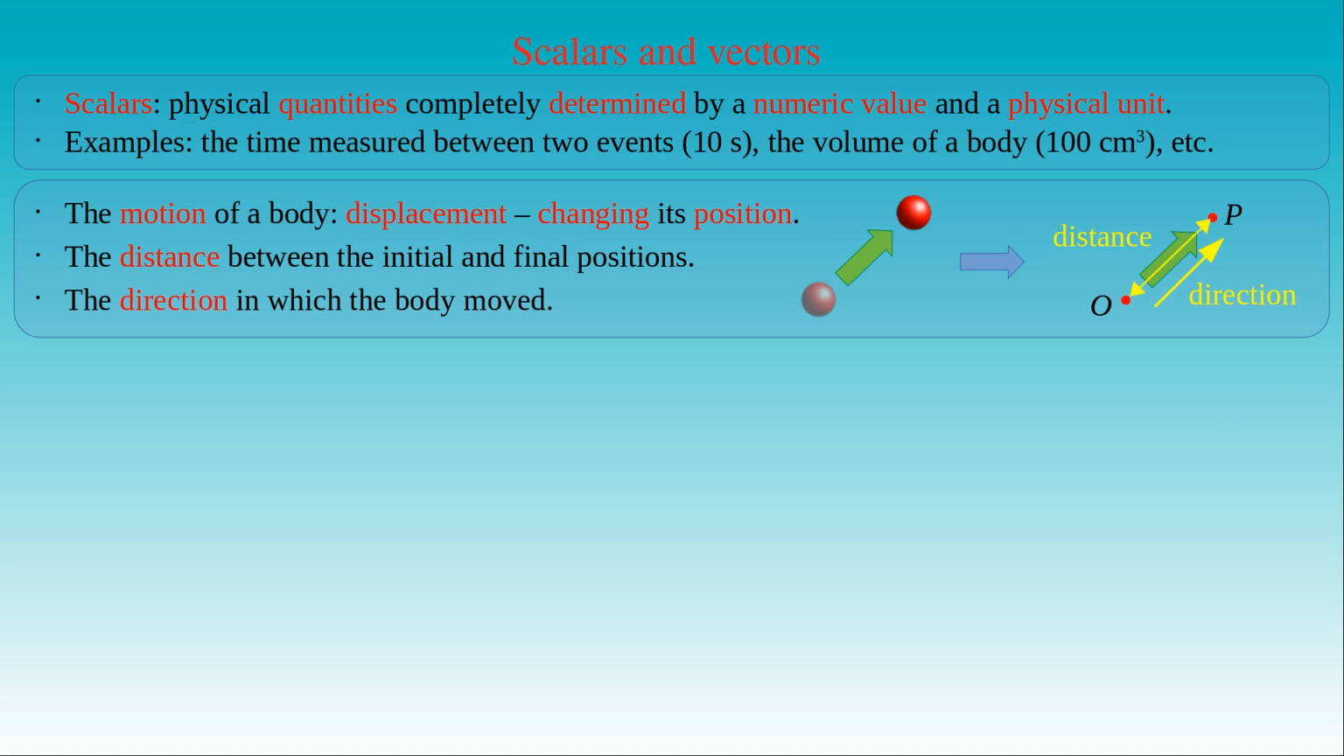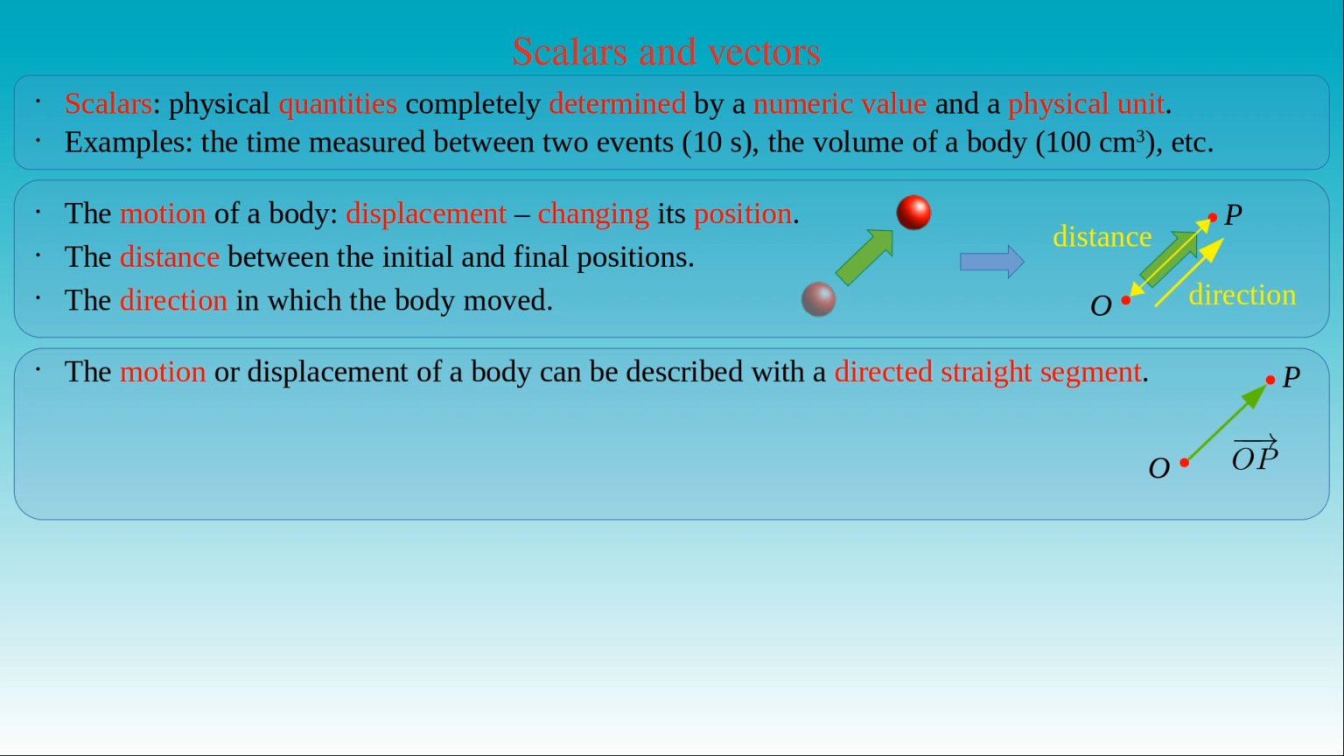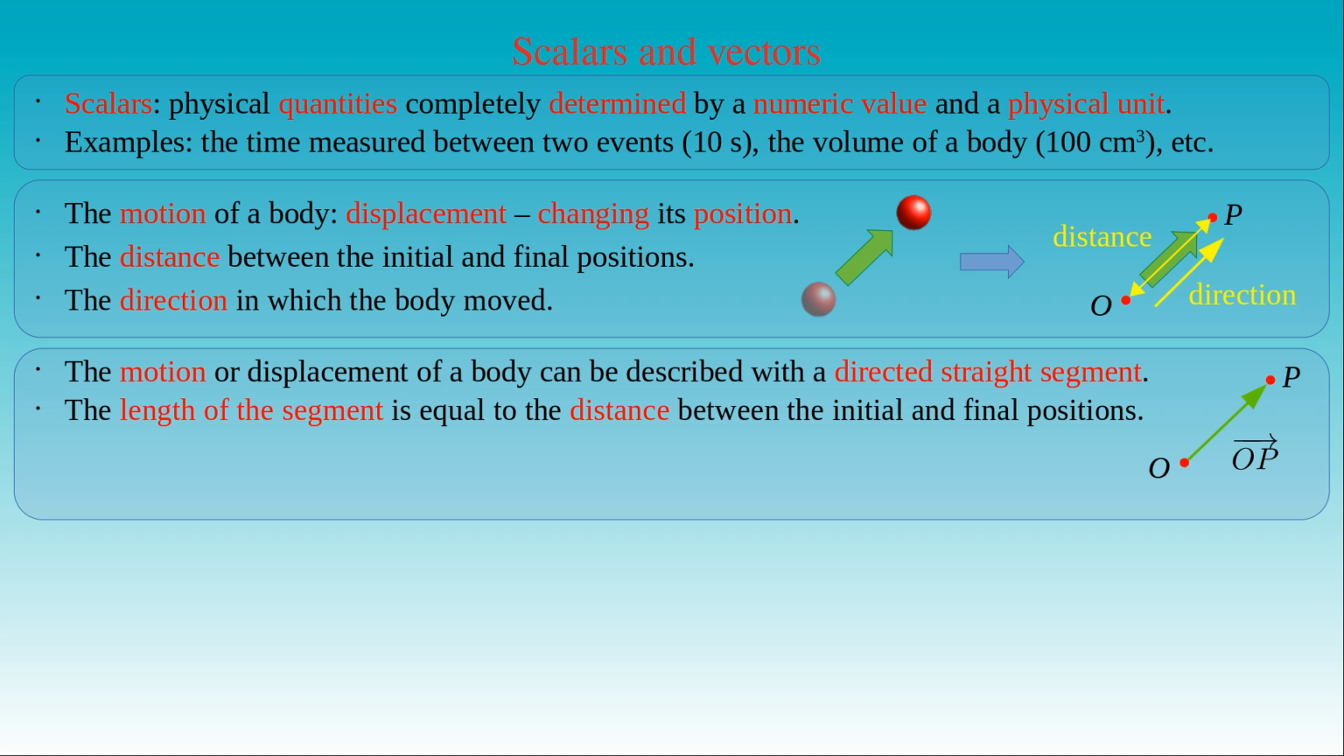Then the motion can be described with a directed straight segment. Its graphical representation is an arrow pointing from the initial position O to the final position P, and its notation is given by the letters OP with an arrow over them. We call this directed straight segment the displacement of the body. The length of the directed straight segment OP is equal to the distance between the starting and end points of the motion. And the direction of the segment gives the direction of the motion, that is the direction of the line connecting the points O and P.